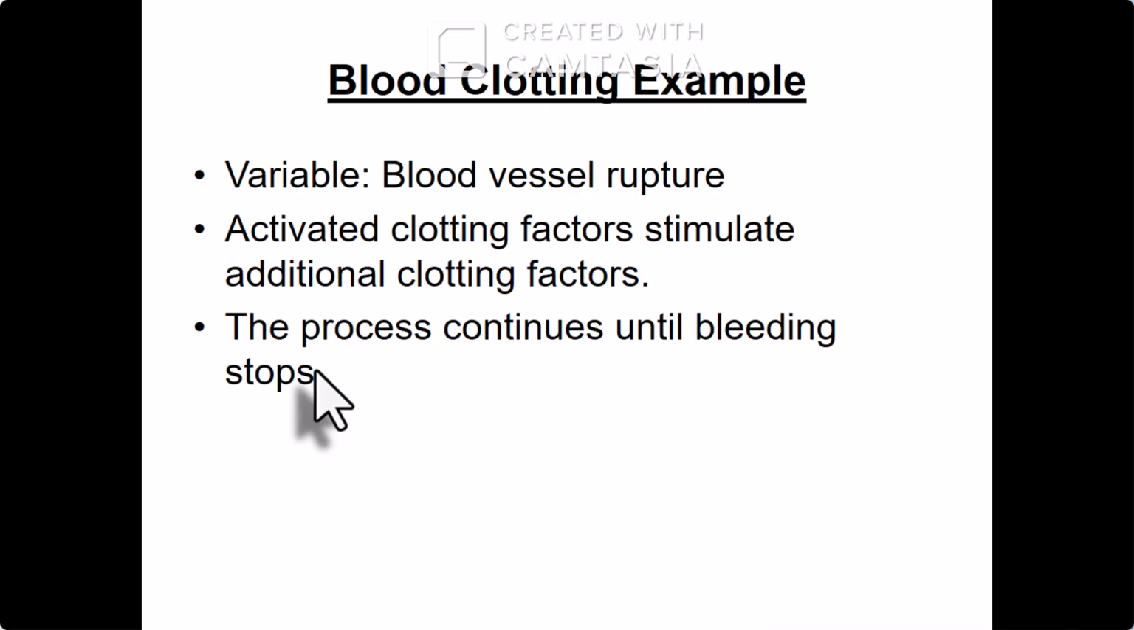So whenever a blood vessel is damaged, our clotting factors become activated, and the clotting factors stimulate additional clotting factors. As more factors become activated, clot formation accelerates in the body. This process continues until the bleeding stops and the vessel is sealed. Once the injury is repaired, the process ends.